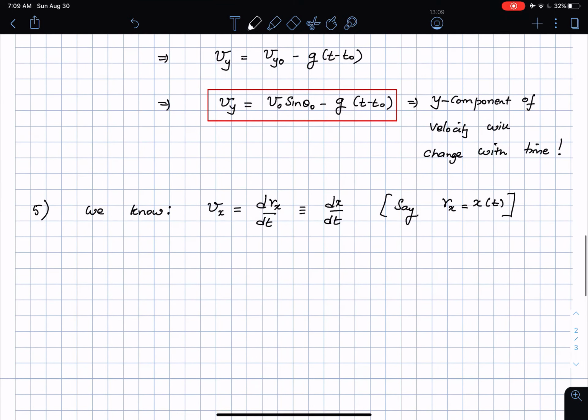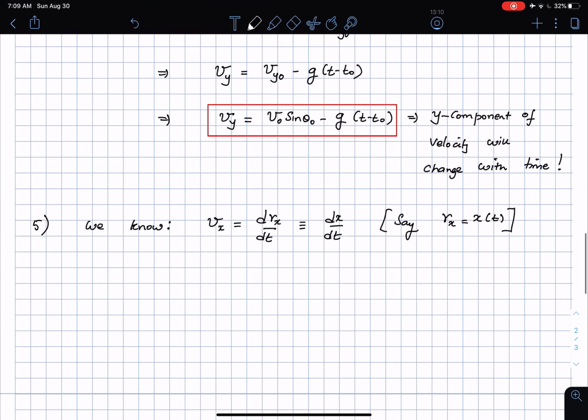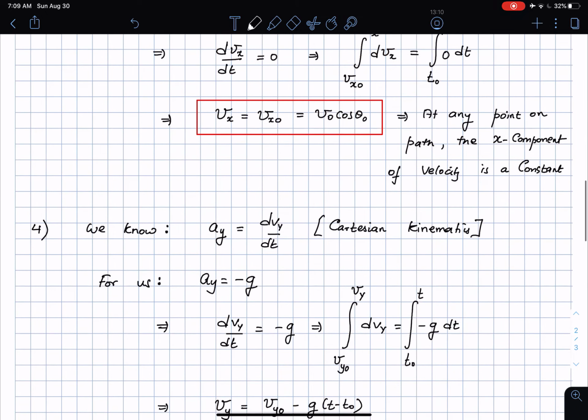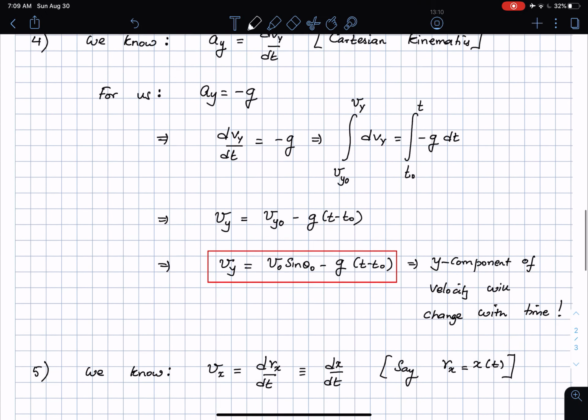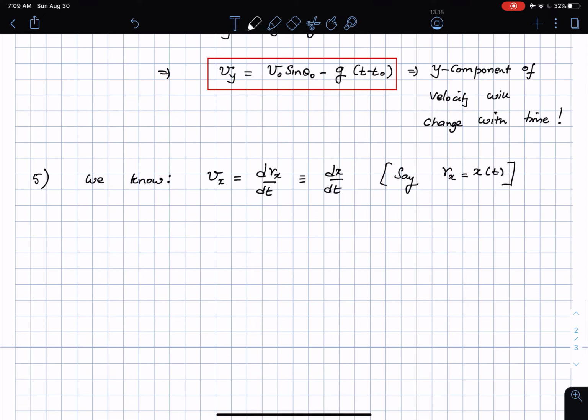Okay, and what is Vx though? Vx from before is just a constant, V naught cos theta naught, right? So I'm just going to plug that back in here. Which tells me that V naught cos theta naught is equal to dx by dt. Which means that if I cross multiply, I get the following. dx is V naught cos theta naught dt, integrated from some initial value to some value in time t.